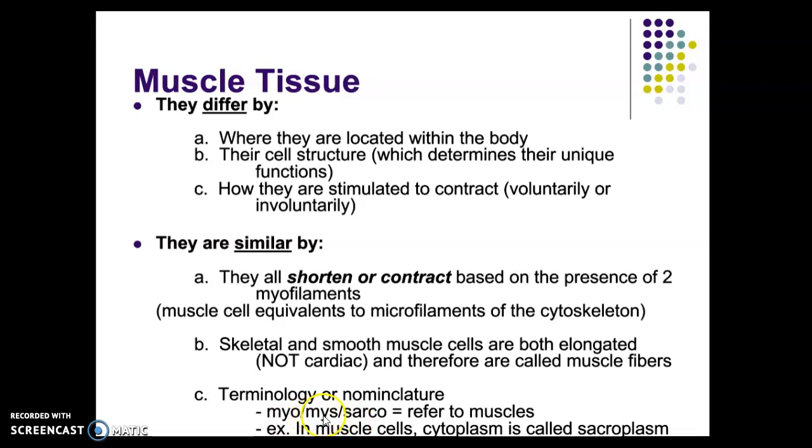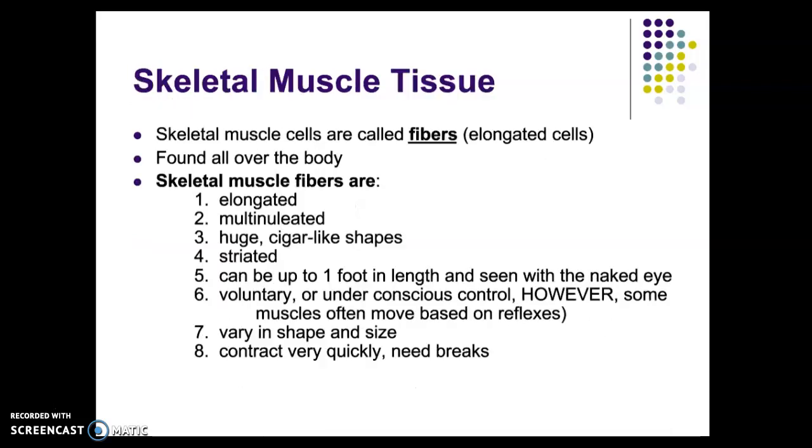You also will see myo referring to muscle and sarco. Sarco means flesh. All right, so skeletal muscle tissue. Oftentimes you'll see skeletal muscle cells referred to as fibers because they're super long. They're found all over the body. They are multinucleated. They're pretty large cells. They're striated. The striations are the organization of the cytoskeleton.